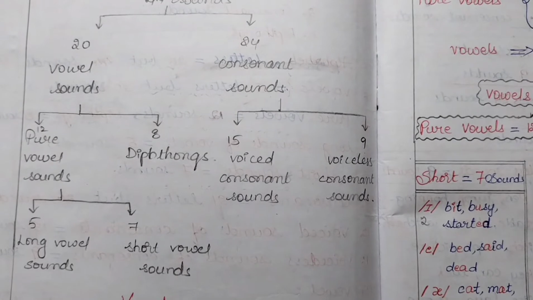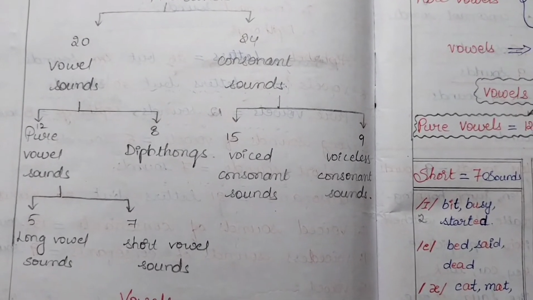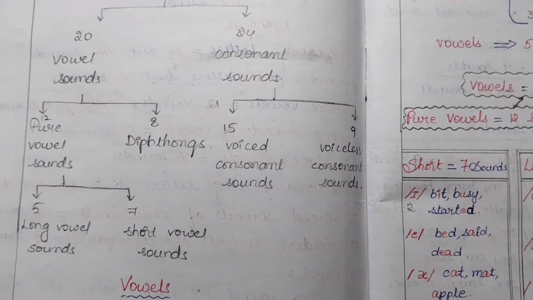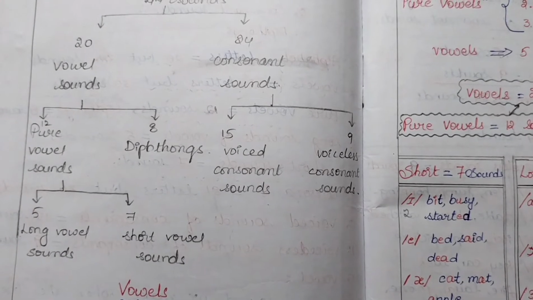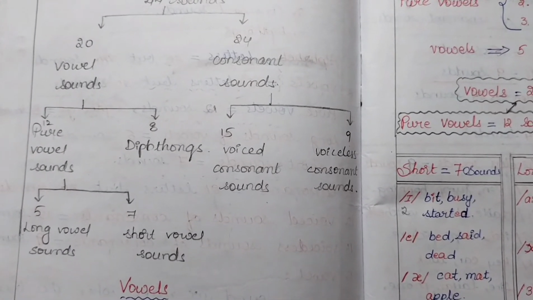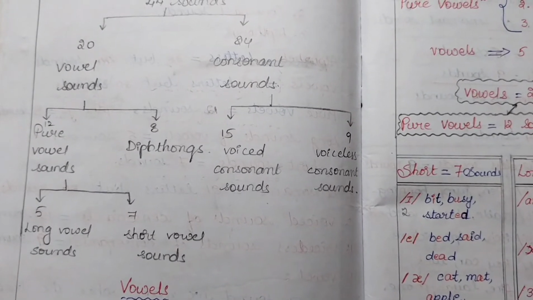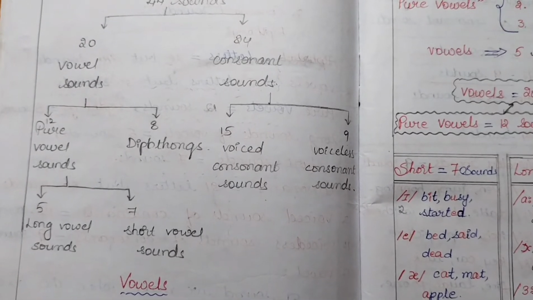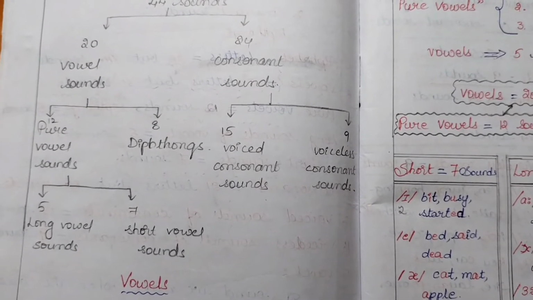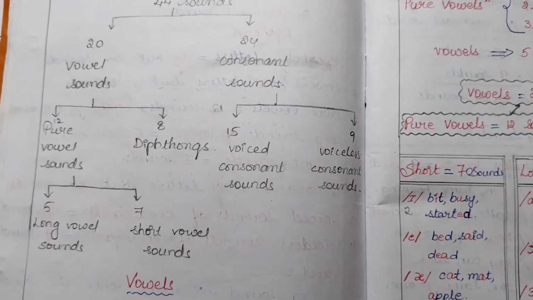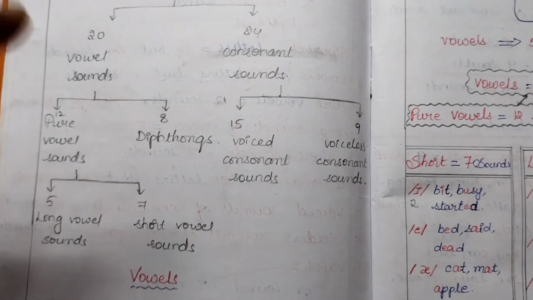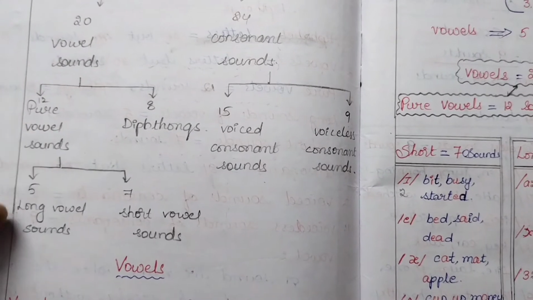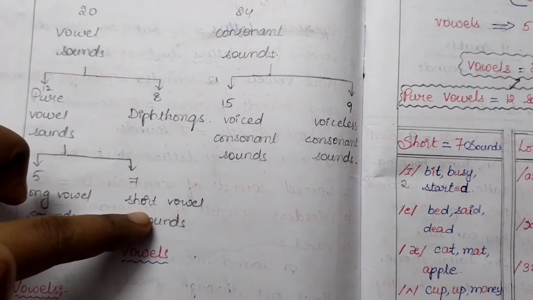How many sounds do we have? 44 sounds, divided into 20 vowel sounds and 24 consonant sounds. In that 20, 12 are pure vowel sounds and 8 are diphthongs. In that 12, 5 are long vowel sounds and 7 are short vowel sounds. Now the 24 consonants are divided into 15 voiced consonant sounds and 9 voiceless consonant sounds. In this video, we are going to learn about the 20 vowel sounds, that is pure vowel sounds and diphthongs, and in pure vowel sounds, the 5 long and 7 short.